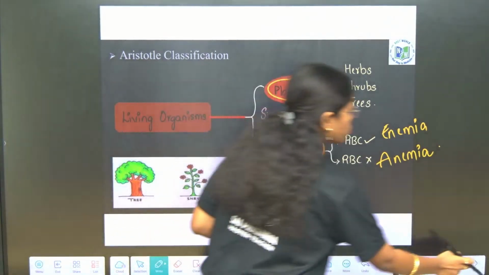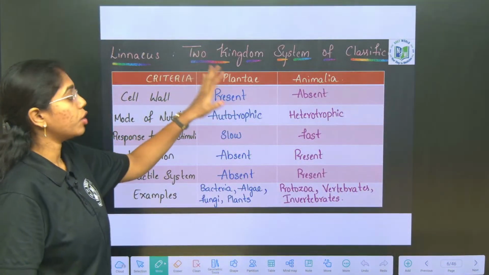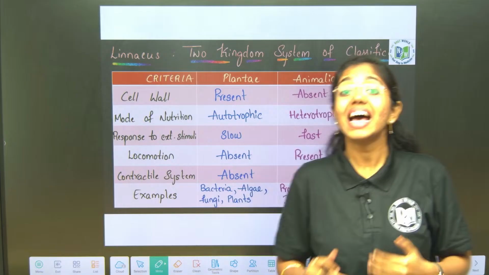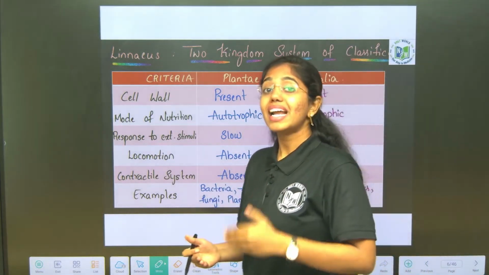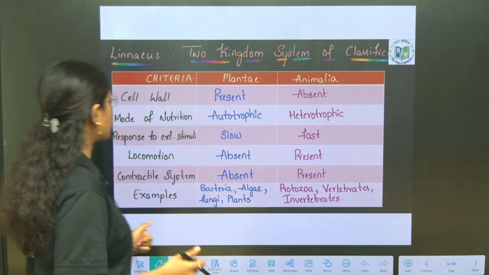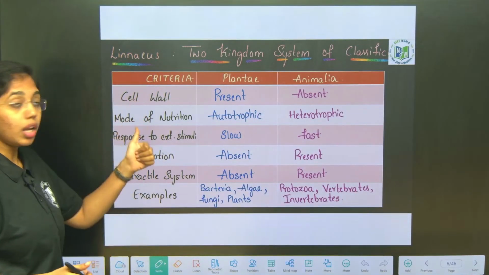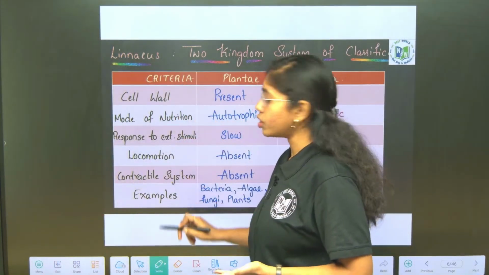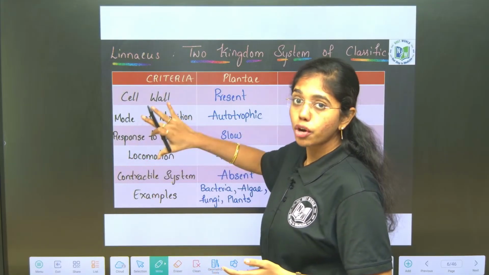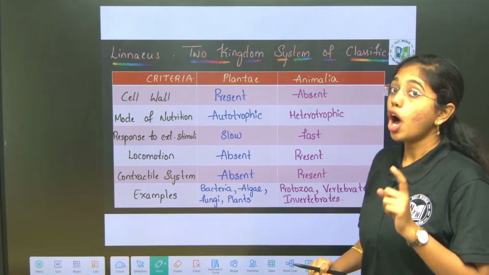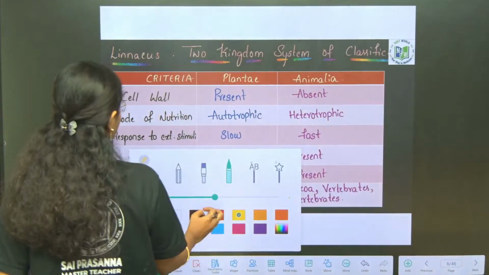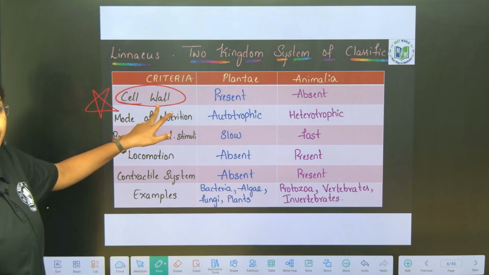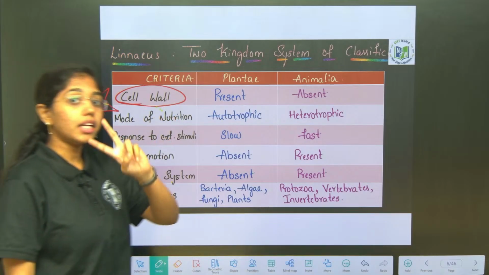After this, 2 kingdom system of classification, which is proposed by Carolus Linnaeus. So, the major point that is asked from 2 kingdom system of classification is criteria for classification. What are the major criteria for 2 kingdom system of classification? Criteria includes cell wall, mode of nutrition, response to external stimuli, locomotion, contractile systems. These are the 5 criteria for 2 kingdom system of classification, of which the major criteria is cell wall.